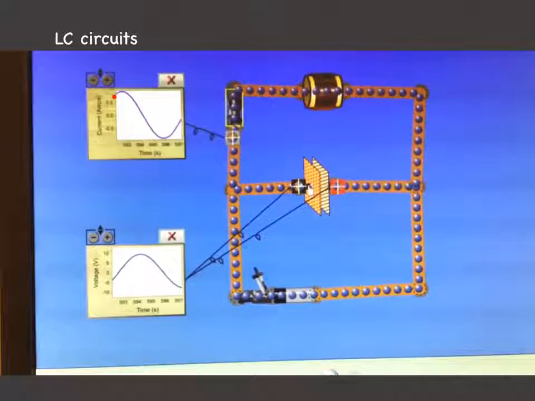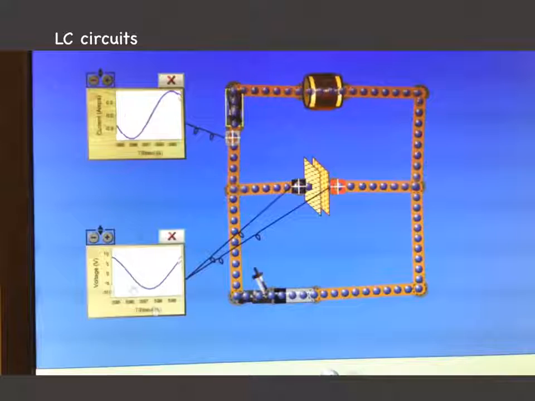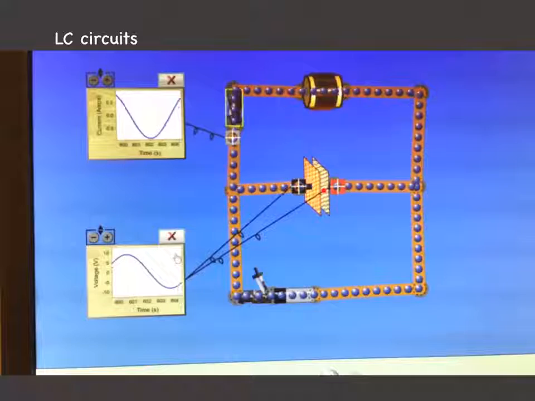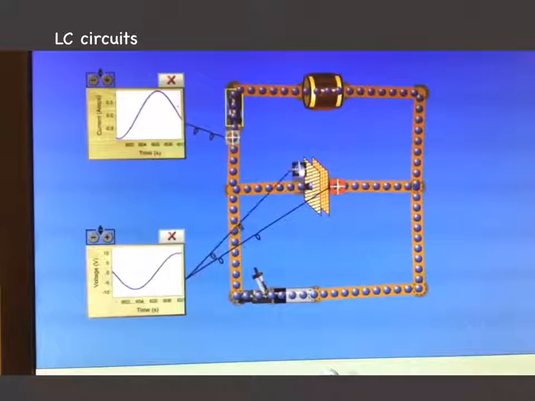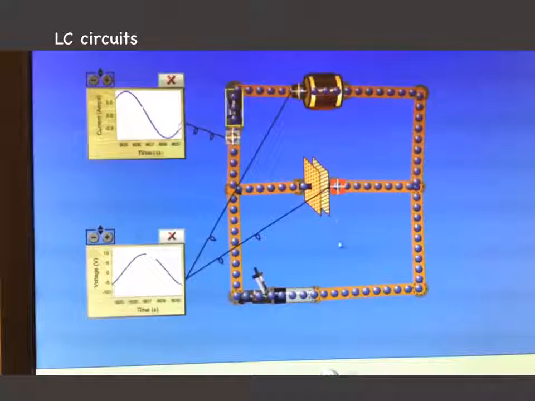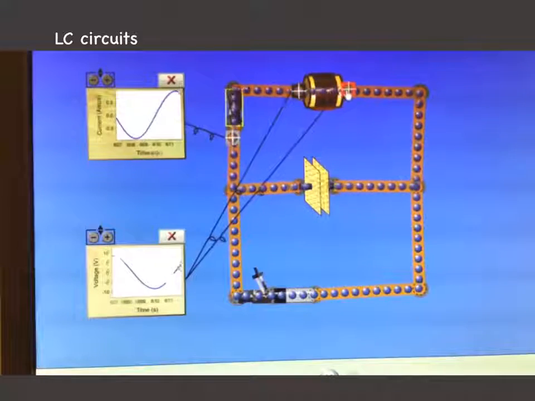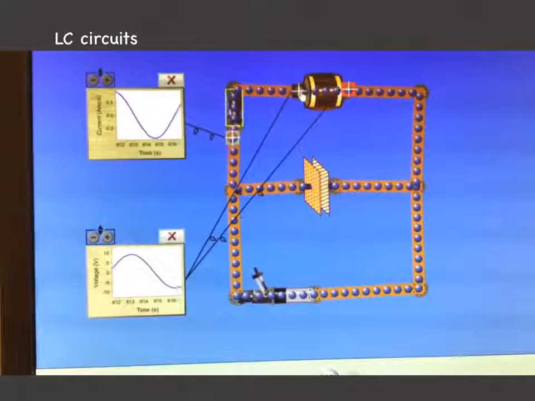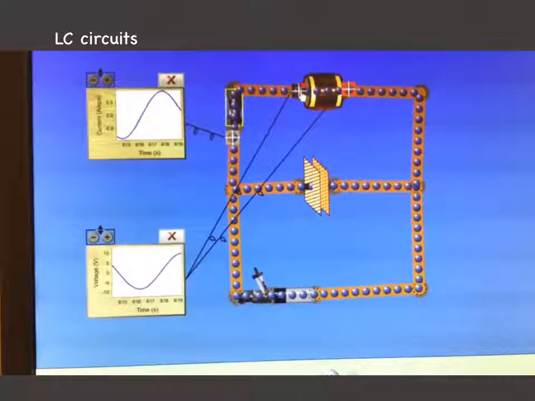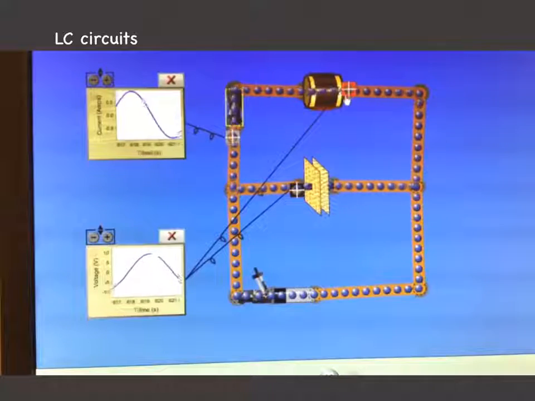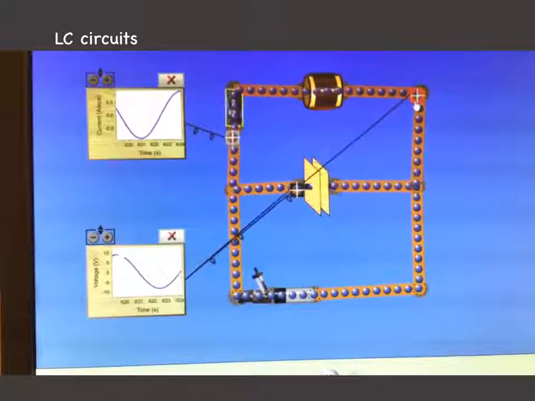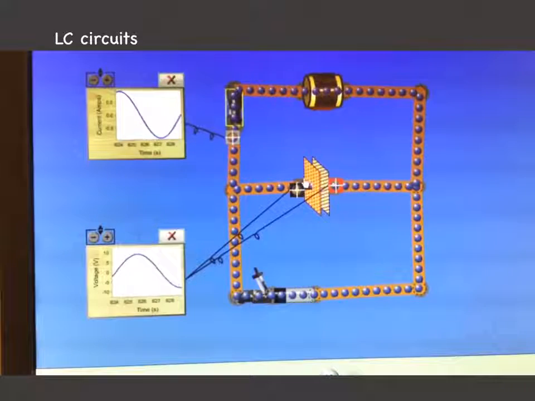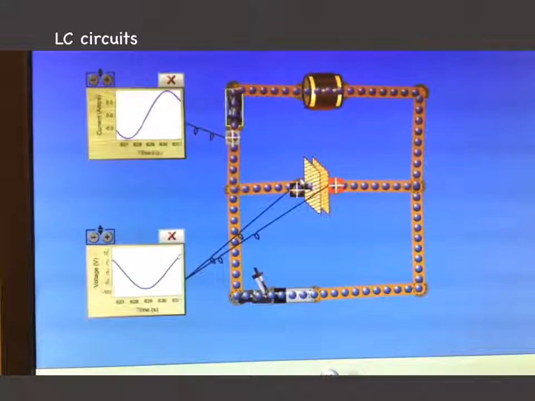When the current stops, it's whenever the capacitor is fully charged. When we have the maximum current, you can see it's when the capacitor is completely discharged. By moving these leads back and forth, you can see that the voltage across both elements is always the same. And if you didn't see that, we can rewind the video here.